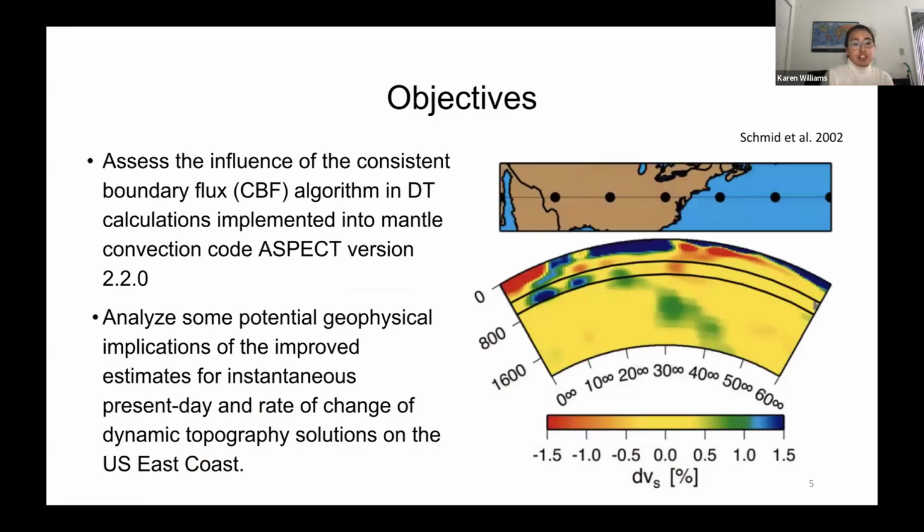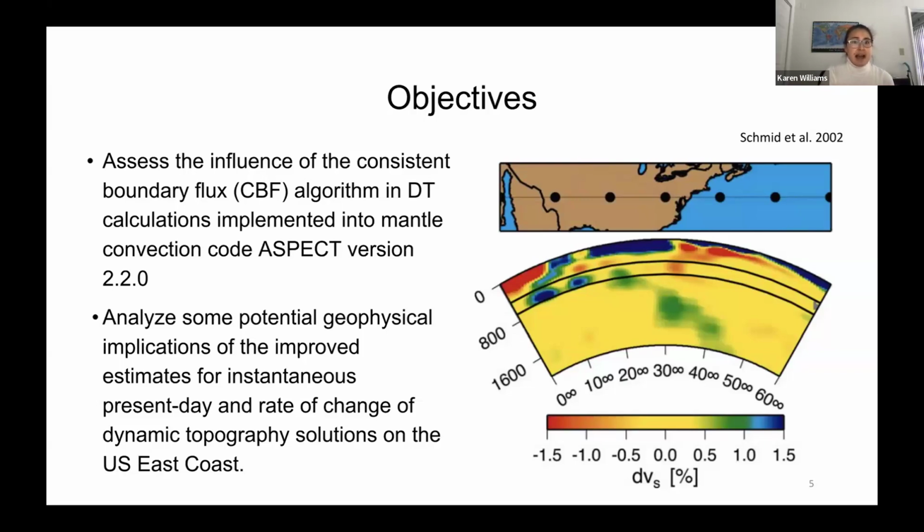With ASPECT version 2.0.0, a consistent boundary flux method, which is used to compute dynamic topography, was implemented into the code. So one objective of this work was to assess the influence of the CBF method on dynamic topography estimates. Further, we aimed to analyze some potential geophysical implications of the improved estimates for instantaneous, present day, and rate of change of dynamic topography solutions on the US East Coast.